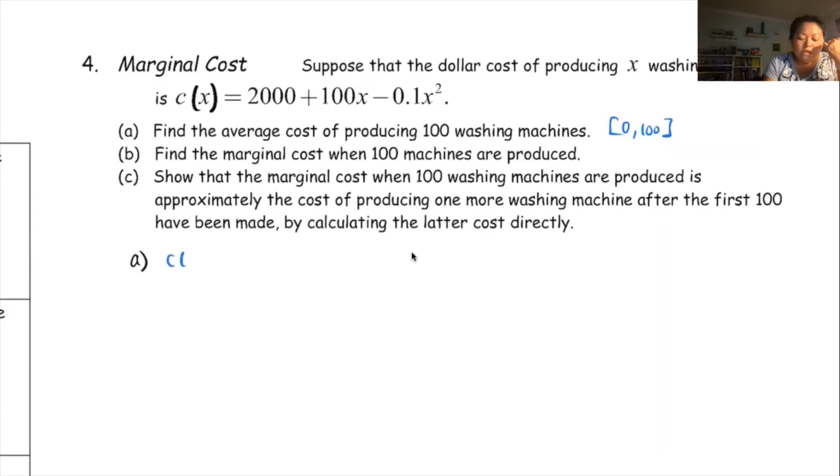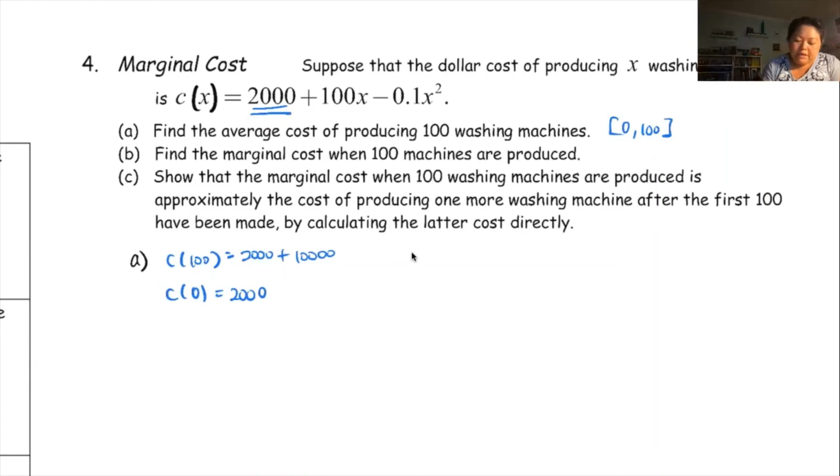So what you need to do first is find the cost of 100 washing machines and the cost of 0 washing machines, right? 0 is actually very easy to calculate. Plug in 0, you get 2,000. Plug in 100, you get 2,000 plus 100 times 100, which is 10,000, minus 0.1 times 10,000, which is 1,000. So that would be 2,000 plus 10,000 minus 1,000, which is 11,000, right?